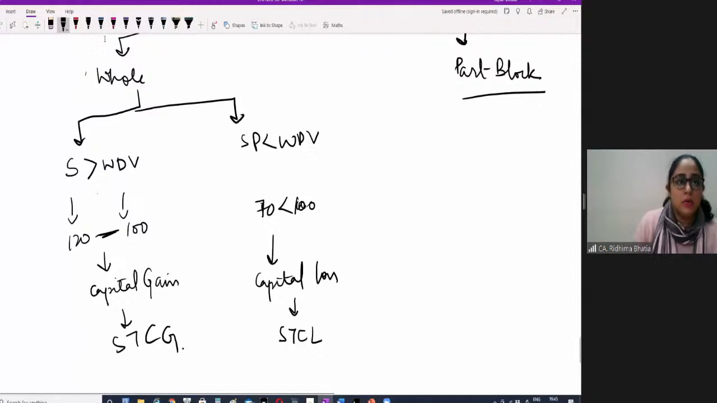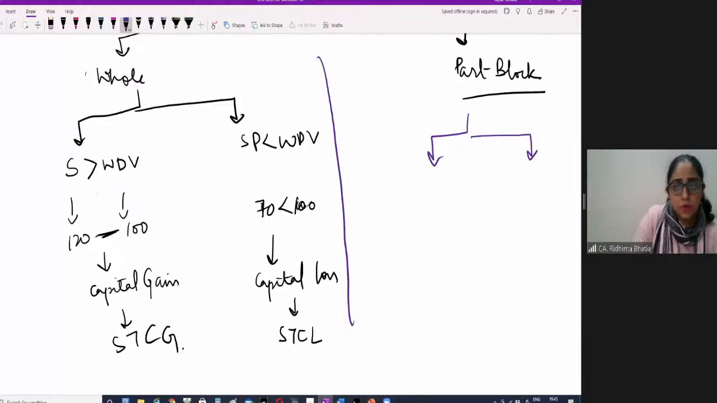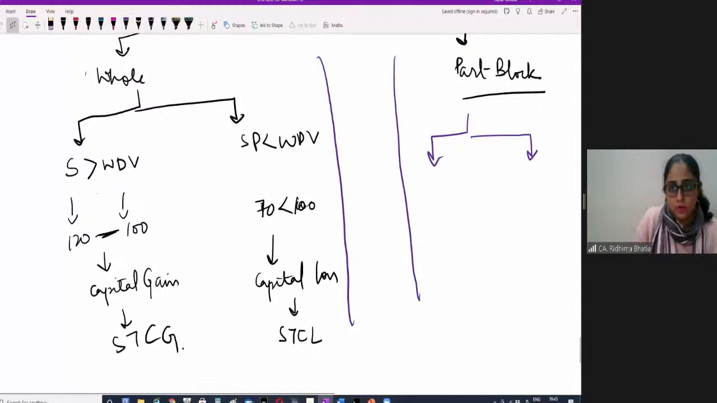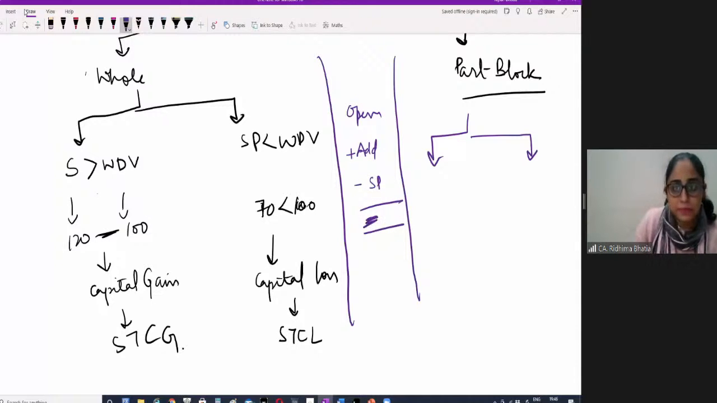Okay? Now on the block of the assets. Before I do part of the block of the asset, all of you remember what I told you? That first you calculate opening, then you make additions, right? And then from those additions, you reduce the sale price. And then on this value, you calculate the depreciation, correct? Keep this in mind. And now let's see part of the block of the asset is sold.